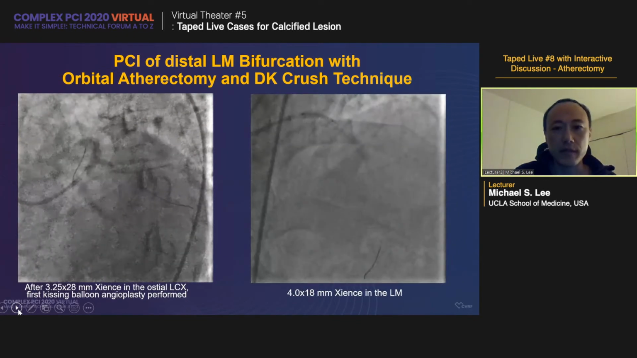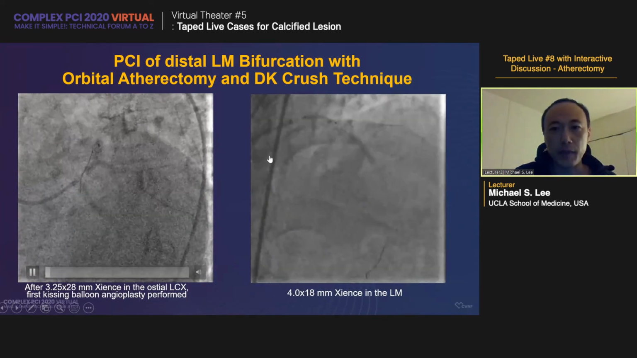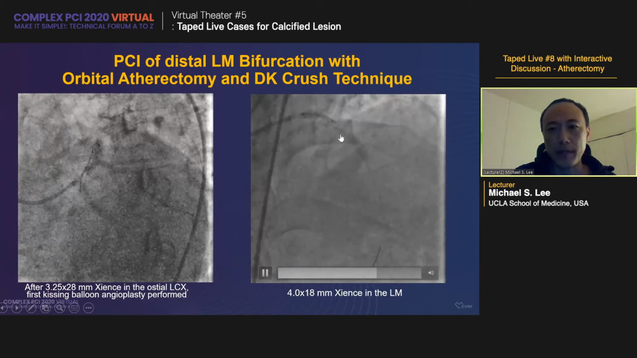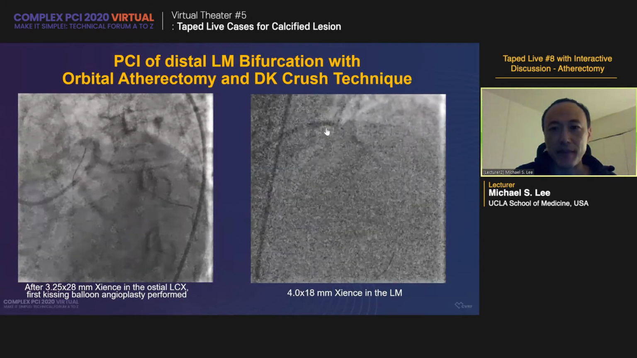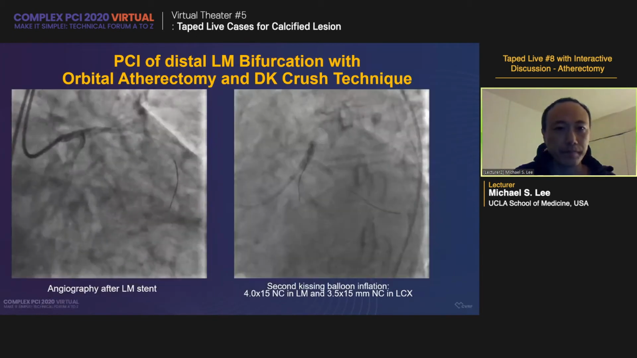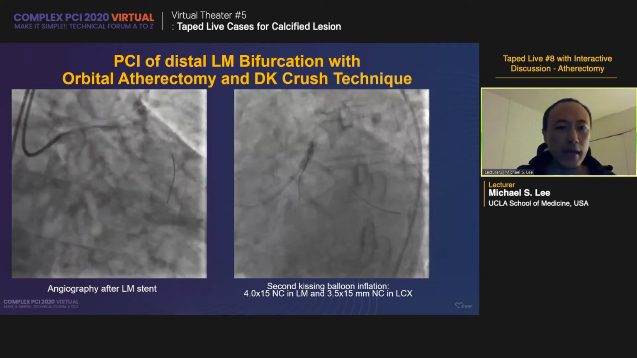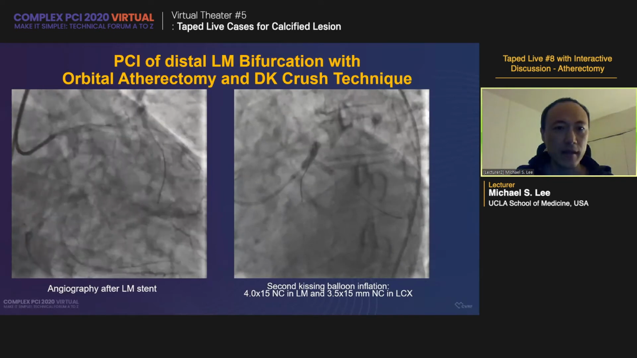Once the stent was placed in the circumflex for a crush, this is just basically a kissing balloon. And then we quickly moved on to putting a 4.0 by 18 millimeter stent in the left main after the circumflex stent was placed. So we did a DK crush for the distal left main. So we have some degree of restoration of the left main, circumflex, and LAD.